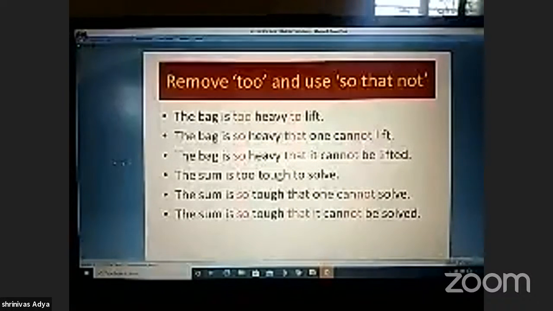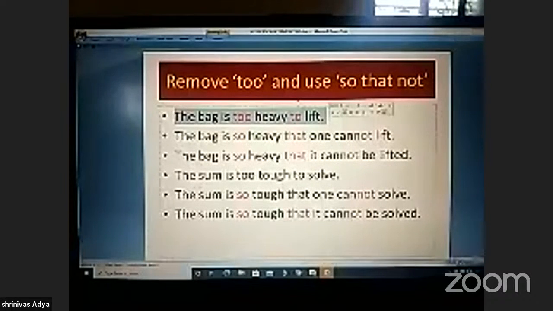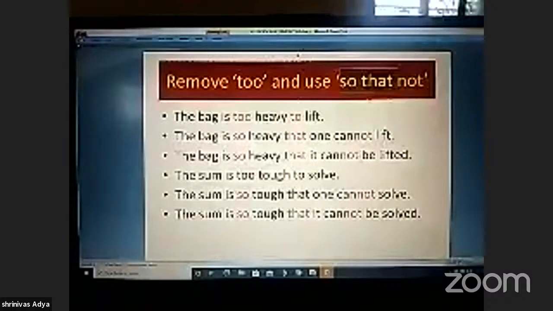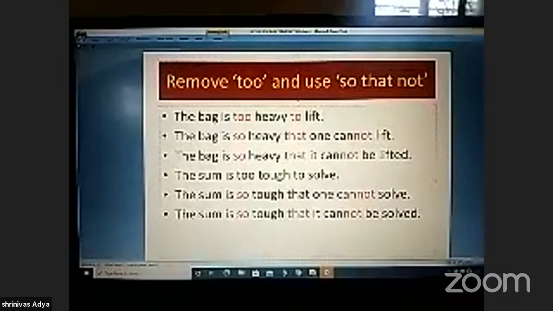Write down the sentence which you see as sentence 1 here. The bag is too heavy to lift. Write down quickly. After writing this sentence, you can notice there are 2 words in red ink: too and to. Observe the sentence carefully. We have to replace these 2 with so that not. So how can that be changed? Take down the answer directly.